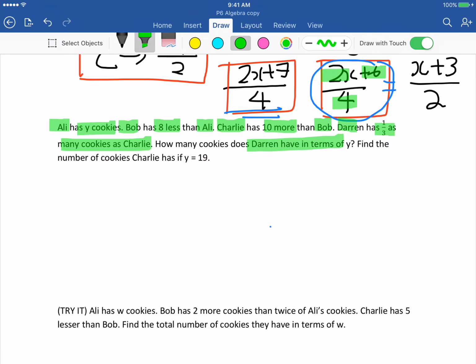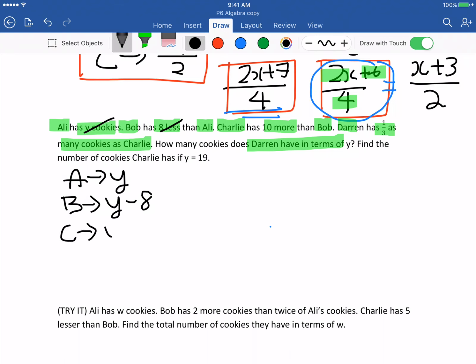It's a bit complicated. So the same thing, we're going to tackle clue by clue. Ali has Y. So write Ali, Y amount of cookies. Tick. Bob has 8 fewer than Ali. So Bob, 8 fewer than Ali, Y minus 8. Charlie has 10 more than Bob. So Charlie, 10 more.